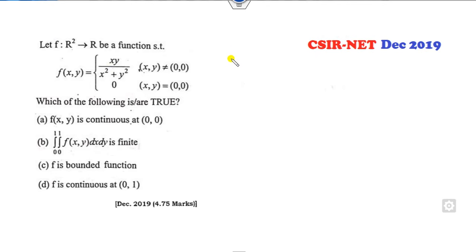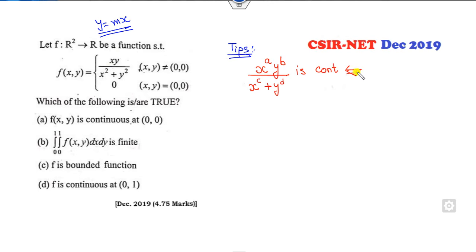Okay, look at another one. I will give you a very beautiful tip on how you can check that. Definitely you can take the path y equals mx, but I will tell you the simplest tool. The function x to the power a, y to the power b over x to the power c plus y to the power d is continuous if and only if a over c plus b over d is greater than 1. This function is continuous if and only if this property holds.